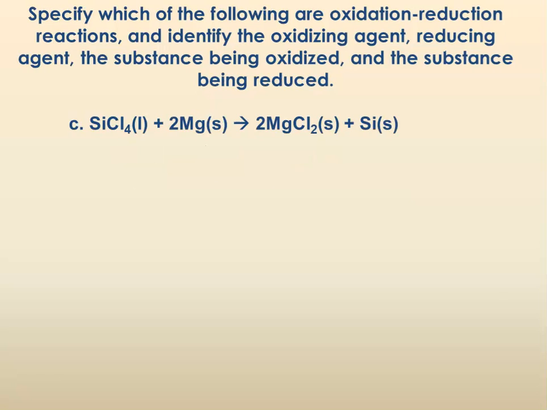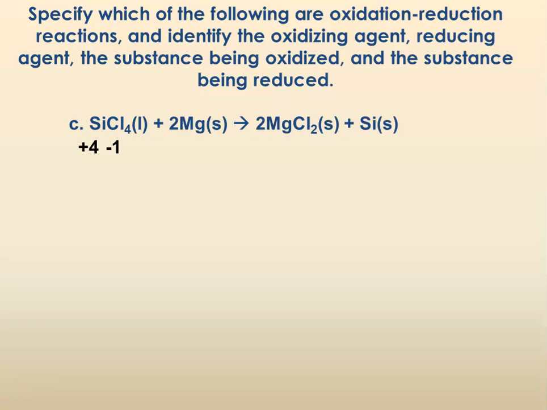In letter C, we have silicon tetrachloride and magnesium makes magnesium chloride and silicon. I believe this is our last example. So if we look at what we have been given, we can tell that chlorine is always going to be -1. Sorry, we're doing them one at a time. Chlorine is -1. We've got 4 -1s, so silicon would need to be +4 to balance it out.